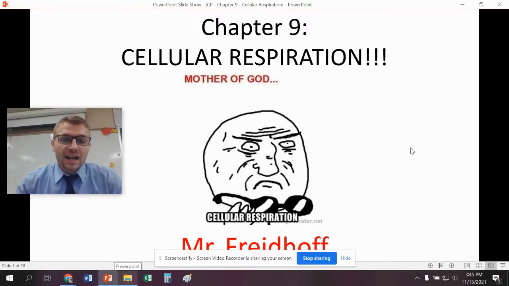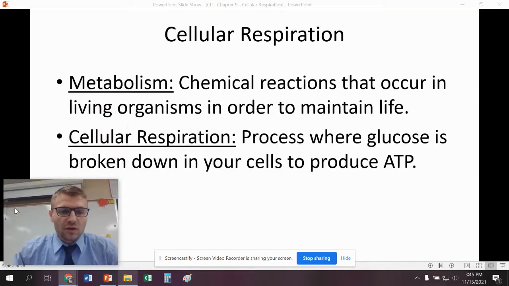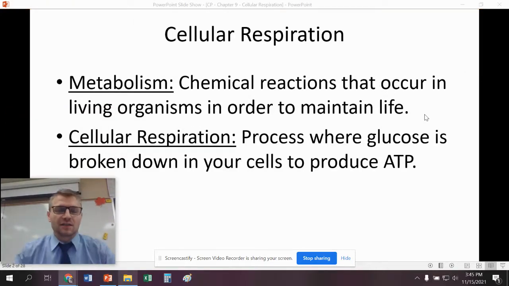I am going to go over the 9th chapter, which is on cellular respiration, and this is a difficult chapter. I would honestly say this is the most difficult chapter you're going to have all throughout biology. It deals with how we break down glucose, specifically in our cells. So we're going to go over a couple of different vocab words before we get into the inner workings of cellular respiration. First is the word metabolism.